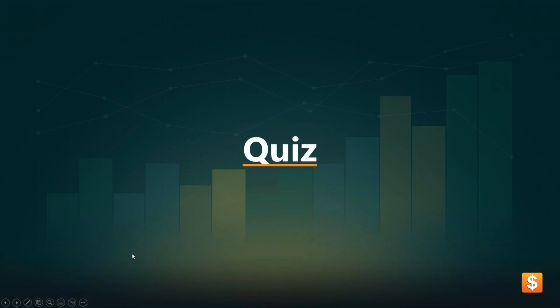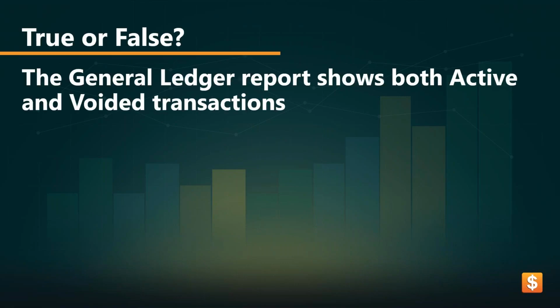Now, for our quiz here, you're going to see some questions pop up on screen, and you'll have the opportunity to answer these. Again, no pressure on you guys. I just want to make sure that what I said here sticks with you. So let's go ahead and bring up our first question today. Our first question is a true or false question. The general ledger report shows both active and voided transactions. Is that true or false?